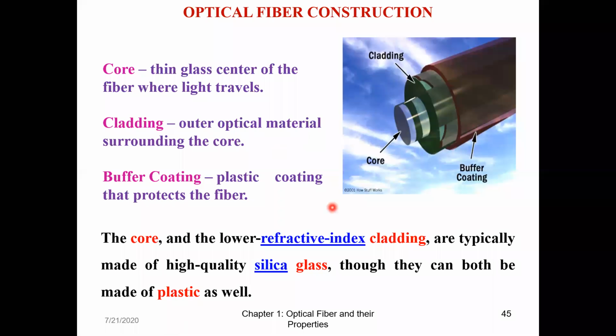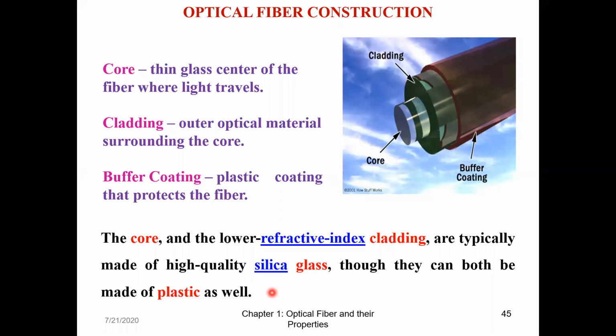The buffer coating is the plastic coating that protects the fiber. So here comes one of its functions: it offers protection to the fiber, because both core and cladding are mostly made of glass, and we know that glass breaks. To protect it, we require the buffer coating. The core and the lower refractive index cladding are typically made of high quality silica glass, the composition of which is basically SiO2, though they can be made of plastic as well. So we have glass fiber or plastic fibers.